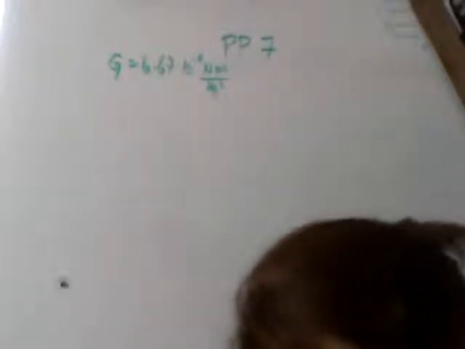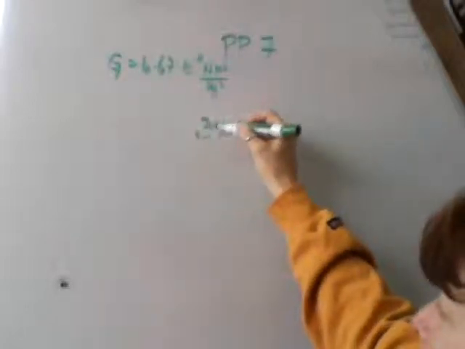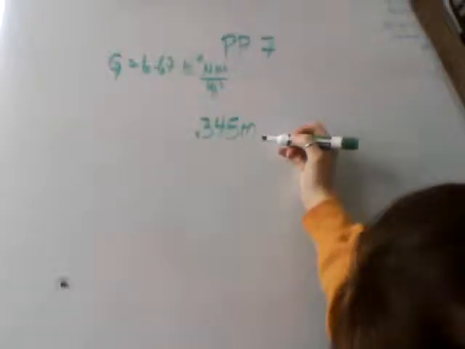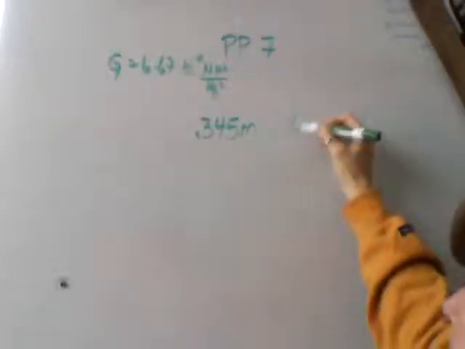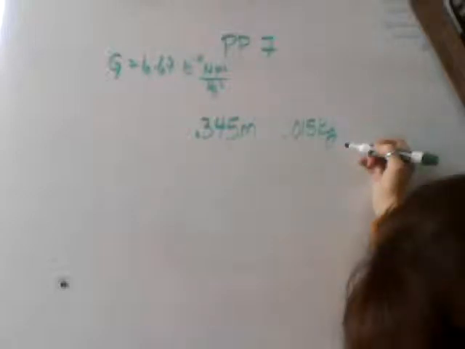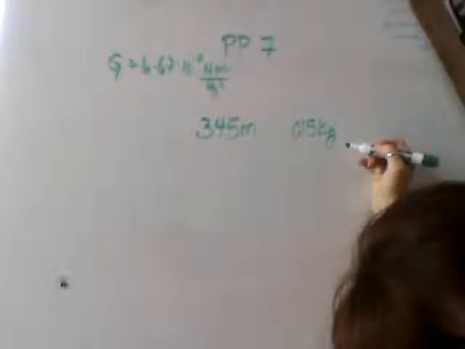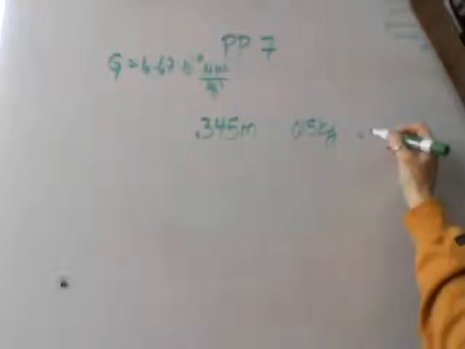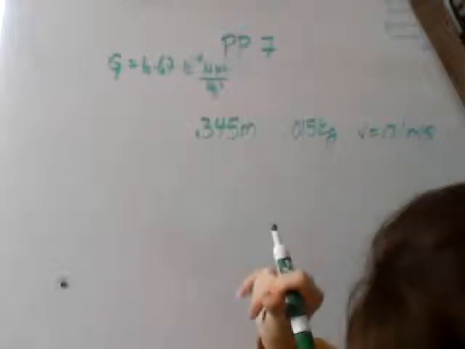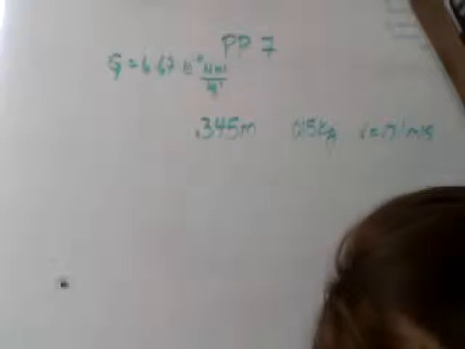So number 3 says that a child attaches a 34.5, I'm just going to change it right away to meters, centimeter string to a 15-gram ball. So in kilograms it's 0.015. He begins twirling it around his head. He twirls it faster and faster, and when the ball reaches a speed of 12.1 meters per second, the string breaks. So what is the maximum tension the string can withstand?